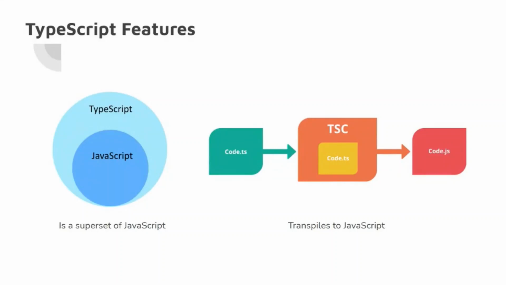To transpile code means to take source code in one language, in this case, TypeScript, and produce the same source code but in a different language. In this case, it would be JavaScript. The tool that does this is the TSC, the TypeScript compiler.